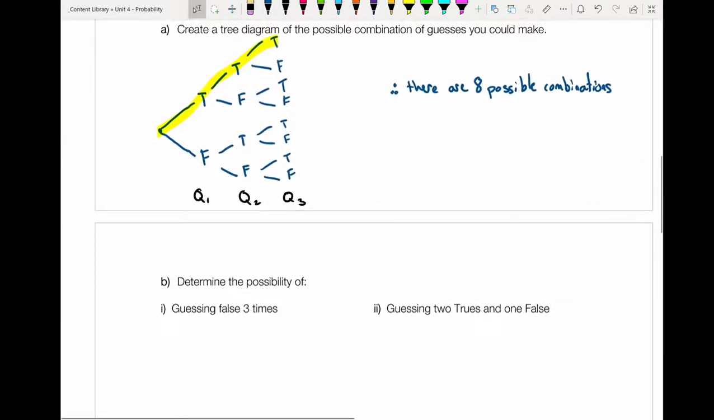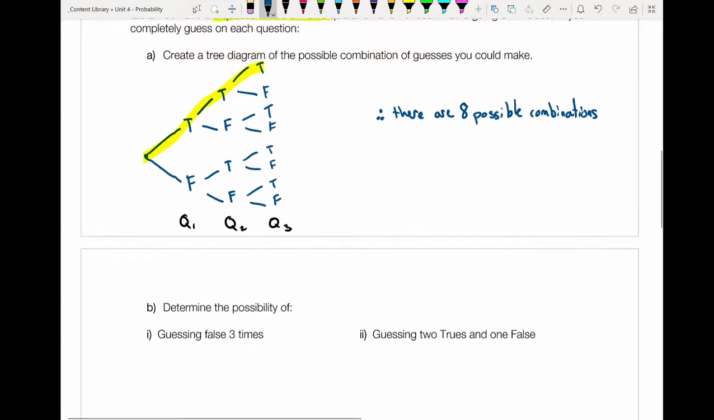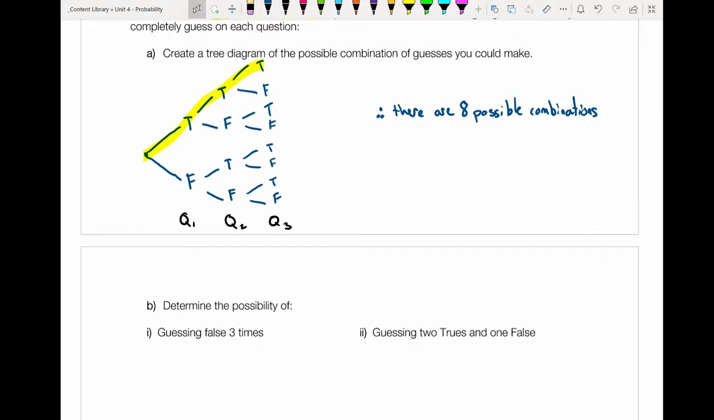So now we're going to use this tree diagram to help us come up with the probability of something happening. The first example, guessing false 3 times. What is the probability of that happening? If I look at my table, I'm going to get rid of that one pathway and follow it.